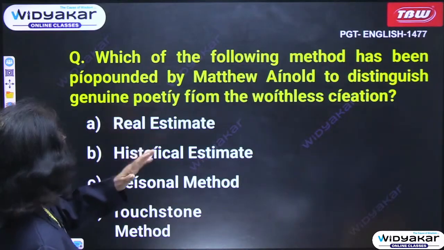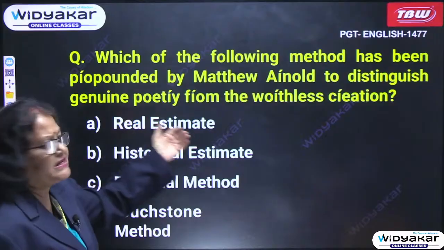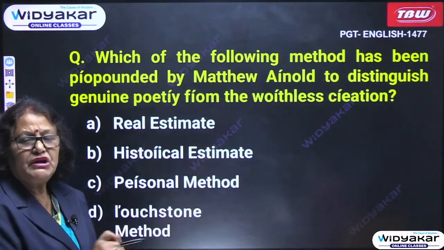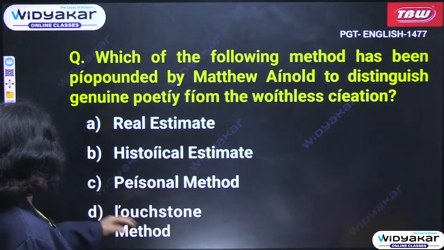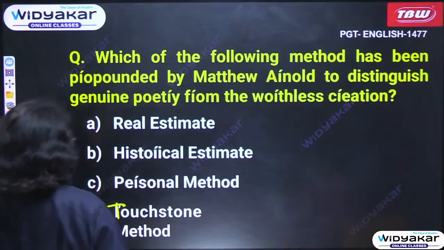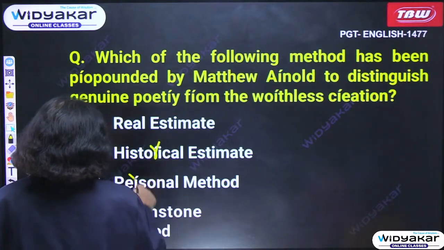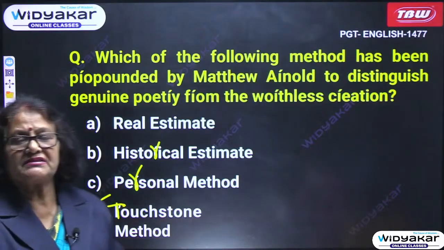Which of the following methods has been propounded by Matthew Arnold to distinguish genuine poetry from worthless creation? How will you differentiate genuine from fake? It is the touchstone method. A, real estimate; B, historical estimate; C, personal estimate; D, touchstone method.